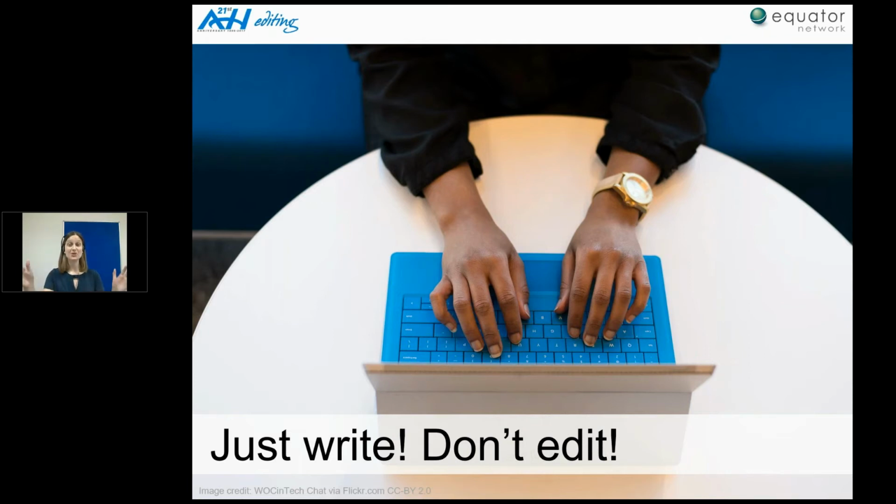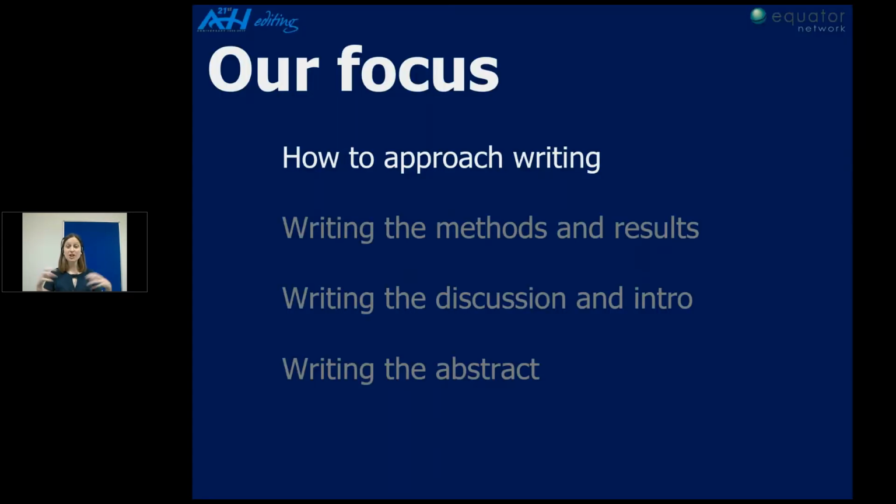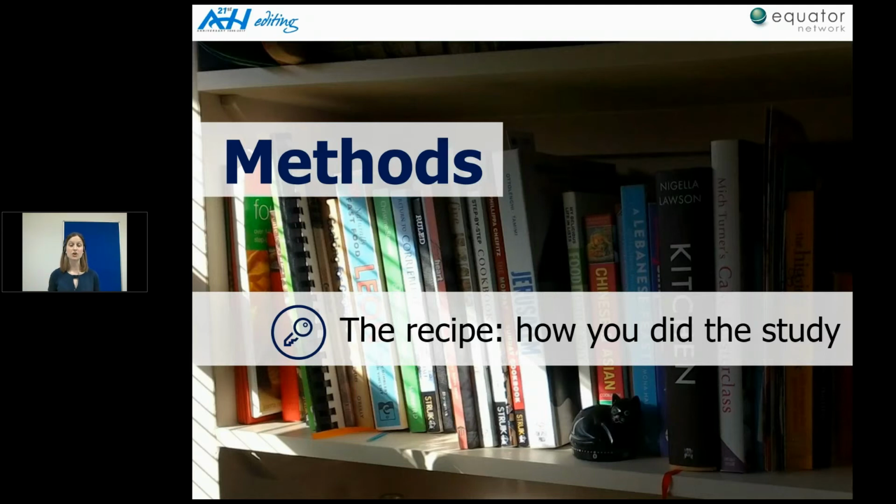Awesome. So that's the approach. What are you actually going to write in each section? So let's start with that least creative, most fixed in place section, the methods and the results. So the methods, and the big key sentence here, the big key idea you're getting across is the recipe. How did you do it? That's all that your method is trying to get across.